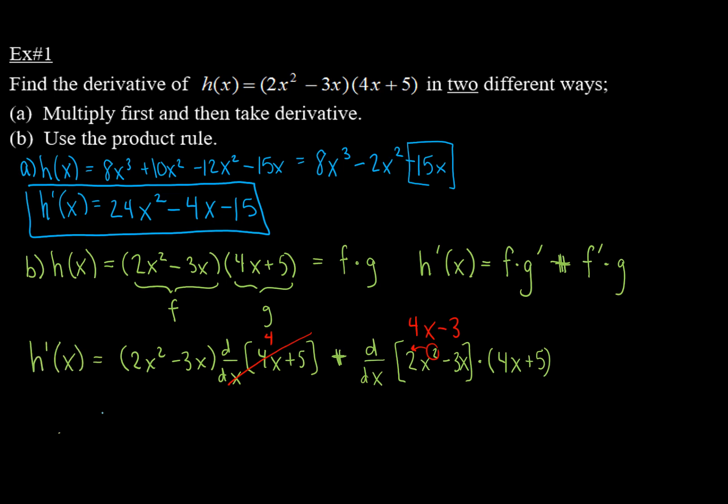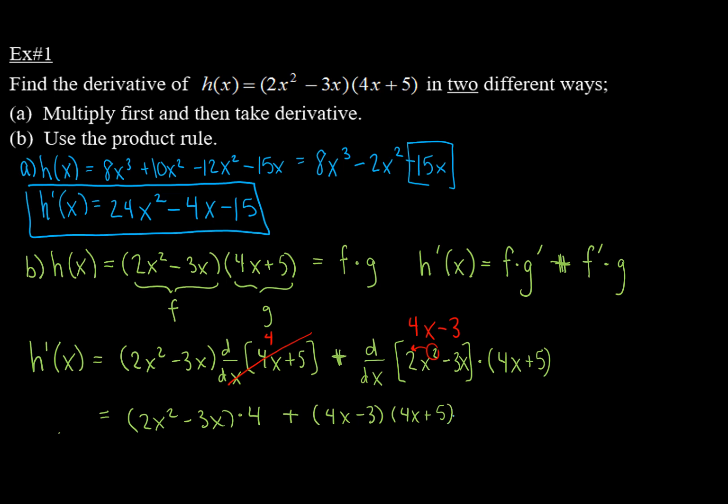Let's see what happens. So here, my first function, I've got 2x squared minus 3x, and I need to multiply that by the derivative of the second, which was 4. Then I'm going to add. The derivative of my first function here is 4x minus 3. And then I'm going to multiply that by the second function, which is 4x plus 5.